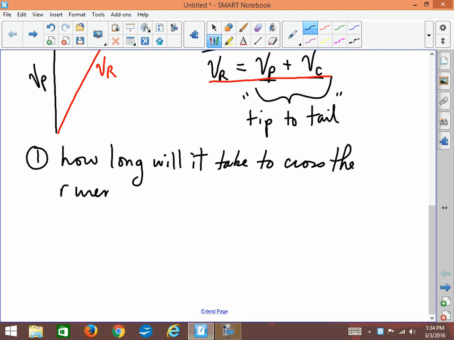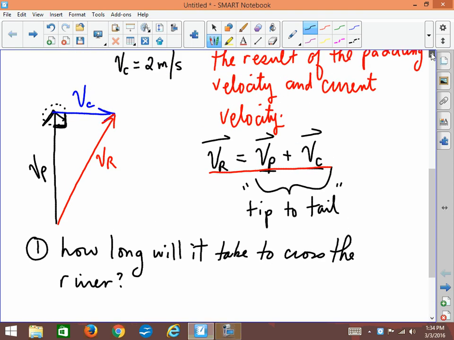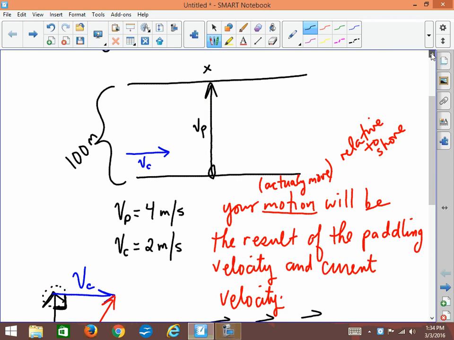Now, in order to solve these problems, what we're going to do is a very convenient thing. We go back to our original picture. What I can do here is draw on top of this the same triangle that we had before, so we can see it. It's the same one. What we're saying is that the resultant velocity, the way that our boat will move through the water when viewed from shore, is a combination of the paddling velocity along with the current.